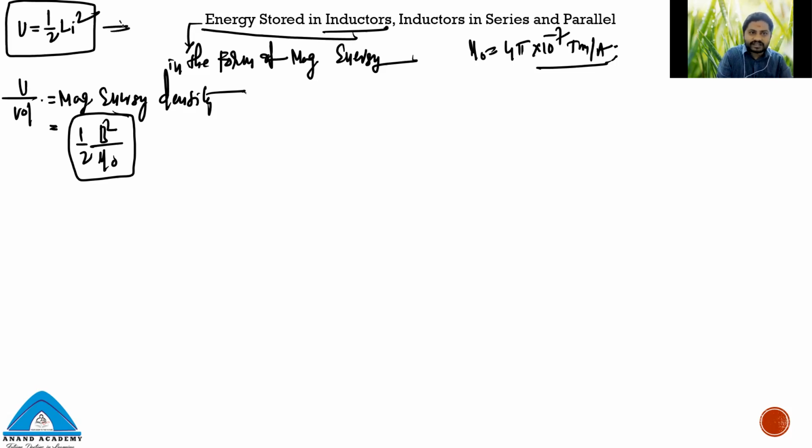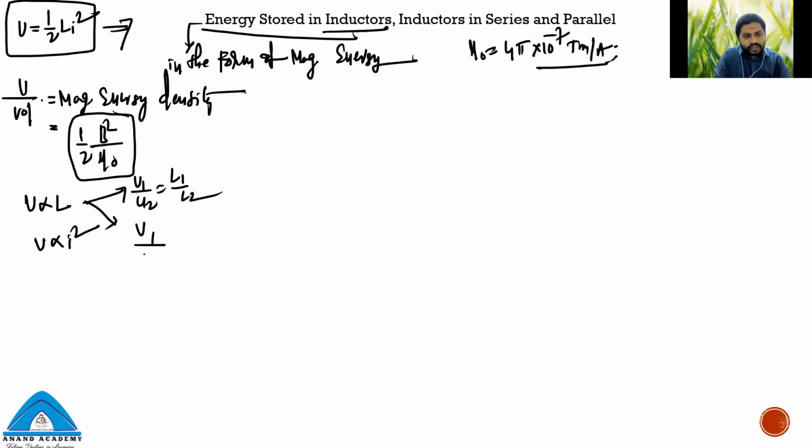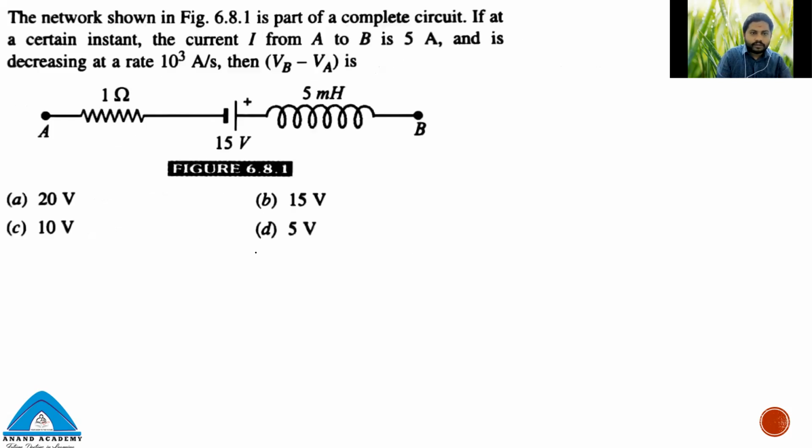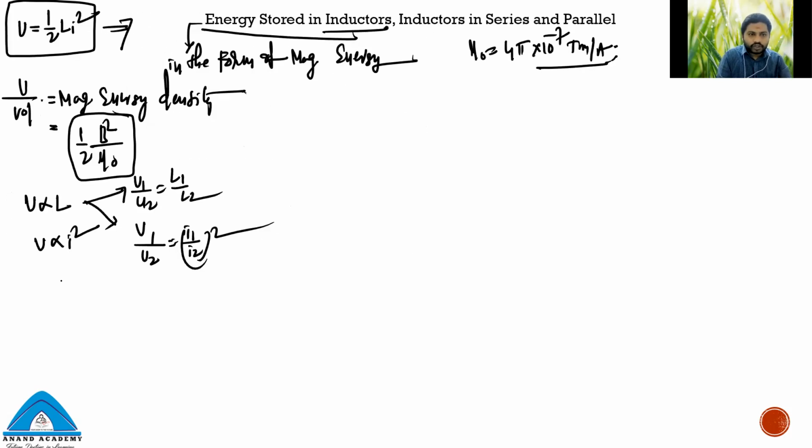Questions can be asked like this. From here, U is directly proportional to L, and I can write U1 by U2 is equal to L1 by L2 when current is constant. When L is constant, U is directly proportional to I square, so U1 by U2 is equal to I1 by I2 whole square. Clear? So this is one part.